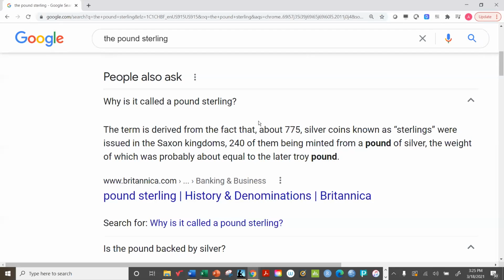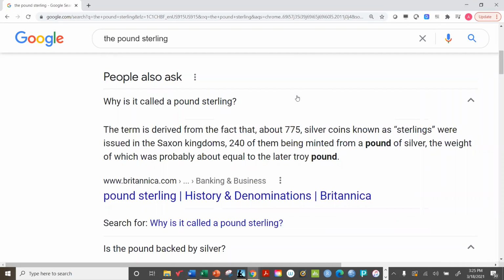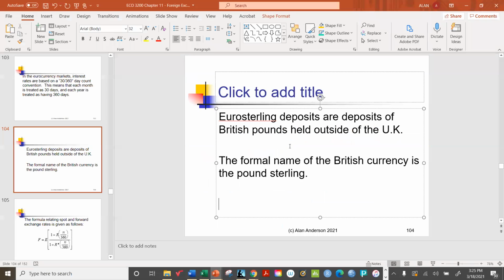Now, not only that, but if you notice, they're dating this back to 775. How old is the pound anyway? Well, it's possibly the oldest currency in the world. We're looking at a minimum of 1,200 years here, 1,250. And so it is probably the oldest currency in the world. And so the name sterling did originally refer to the fact that it was based on a pound of silver. That's very interesting, and that's the reason why it's called that.